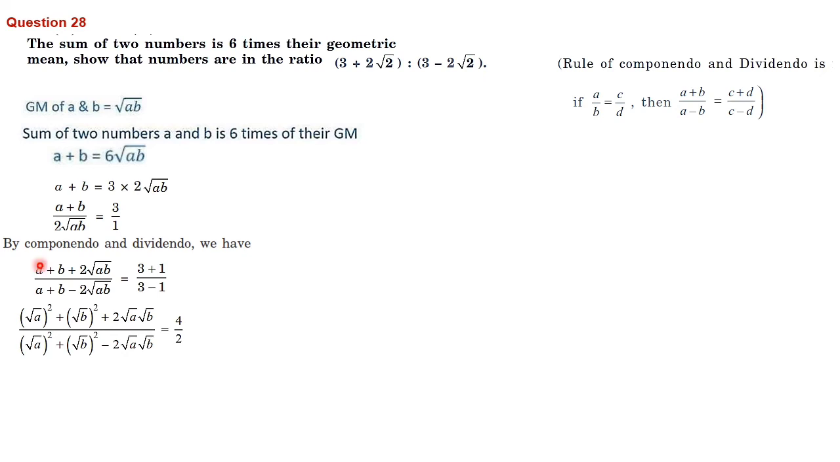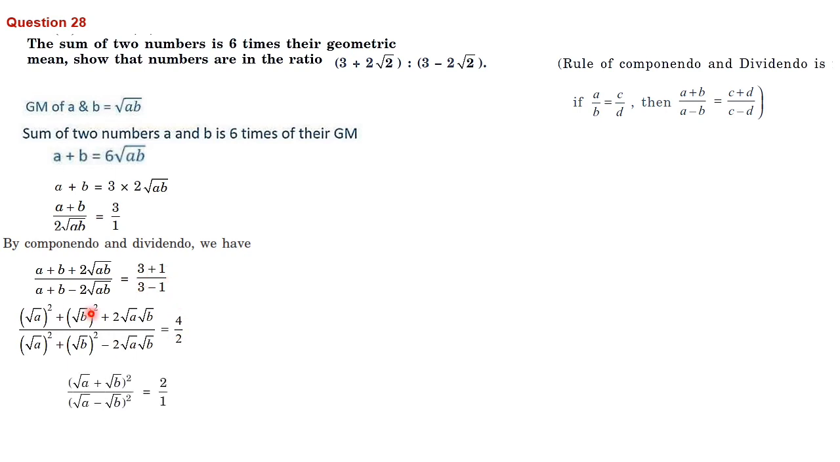We can write a as root a square and b as root b square, since root a square is a and root b square is b. We keep the middle term as it is, 2 into root a into root b. Now this is in the form a plus b the whole square, a square plus b square plus 2ab. The denominator is the same with a minus sign. 3 plus 1 is 4, divided by 3 minus 1 is 2.